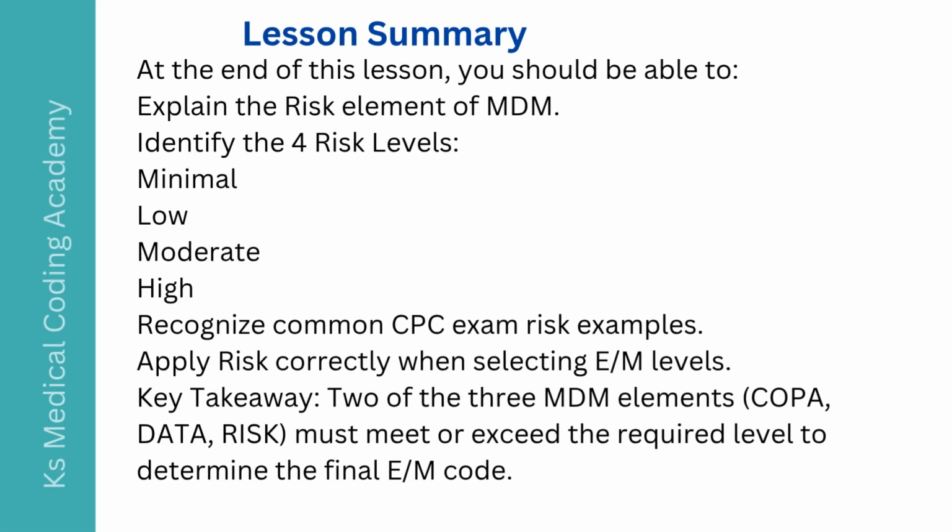In this lesson, we learned the risk component of medical decision-making. We discussed the 4 risk levels: minimal, low, moderate, and high, along with common examples such as over-the-counter medications, prescription drug management, surgery, hospitalization, and intensive drug monitoring. Remember, risk is only one part of MDM.